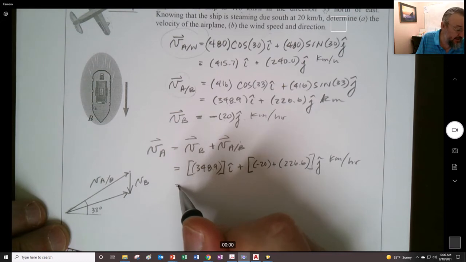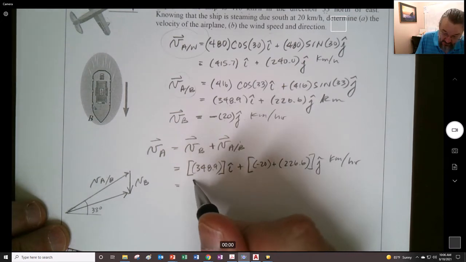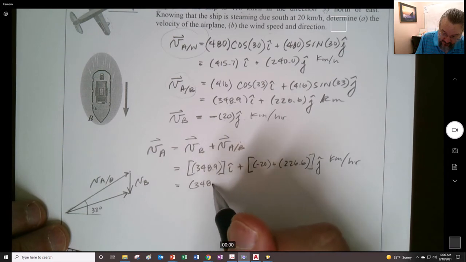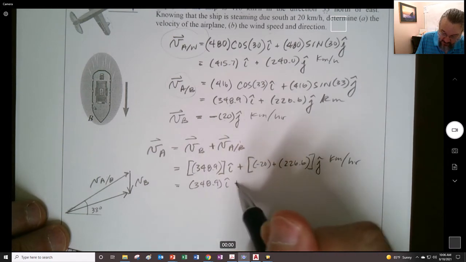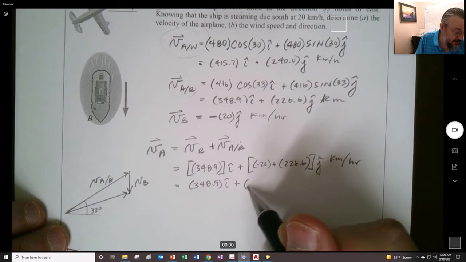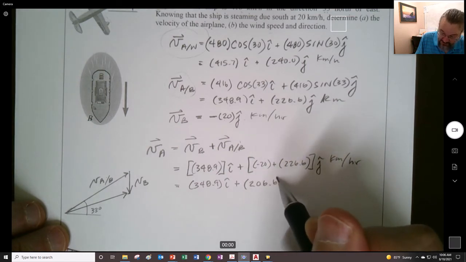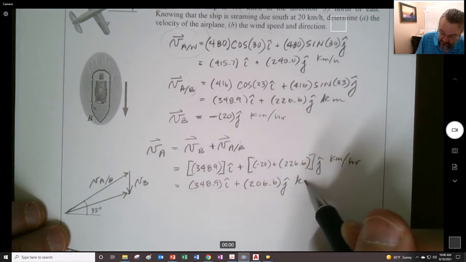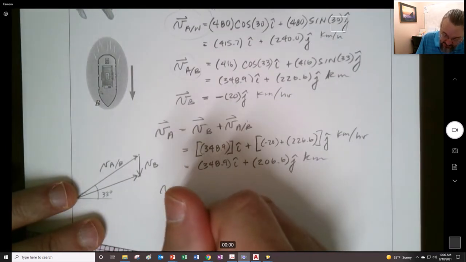And so we get the velocity of A is 348.9 i plus 206.6 j. Let's get the magnitude of that.